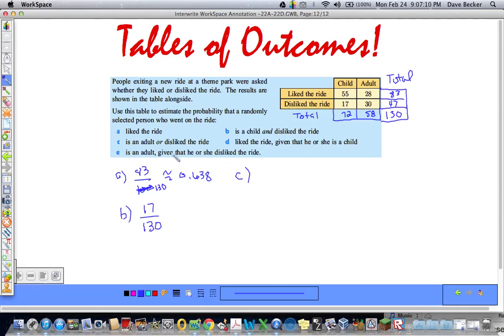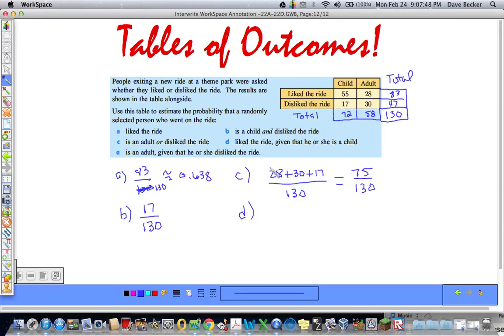Part C is an adult or disliked the ride. Is an adult. Well, how many adults do we have? Well, we have 58 adults, 28 plus 30, or disliked the ride. Well, we already have the 30 who disliked it, so we would just have to add this 17 right here. So it's 28 plus 30 plus 17, all out of 130. Okay, and that is equal to 75 out of 130. That's the probability there.